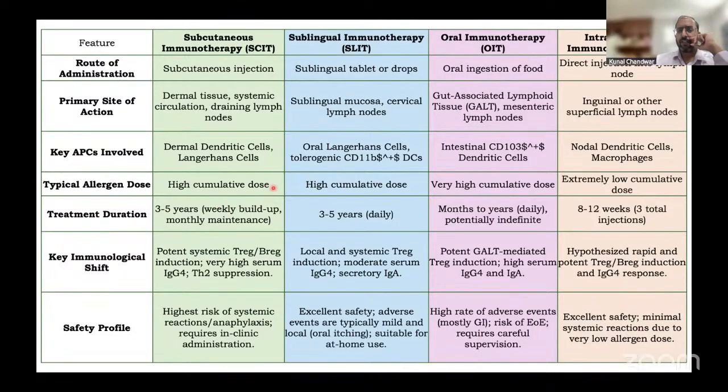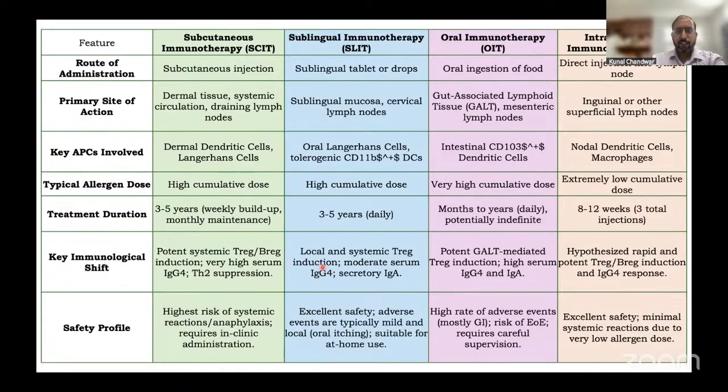SCIT will require a little less than what SLIT does, and the treatment duration usually is much longer for both SCIT and SLIT. For intralymphatic, it is slightly lesser, but we still have a lot of inexperience regarding intralymphatic injections for immunotherapy. It hasn't come into clinical practice as probably it should have, and oral immunotherapy is much longer. The shifts here again will be predominantly IgE to IgG4. Because both sublingual and OIT also have a mucosal component, you would again have an IgA component. The more invasive it is, the higher the chances of adverse events.